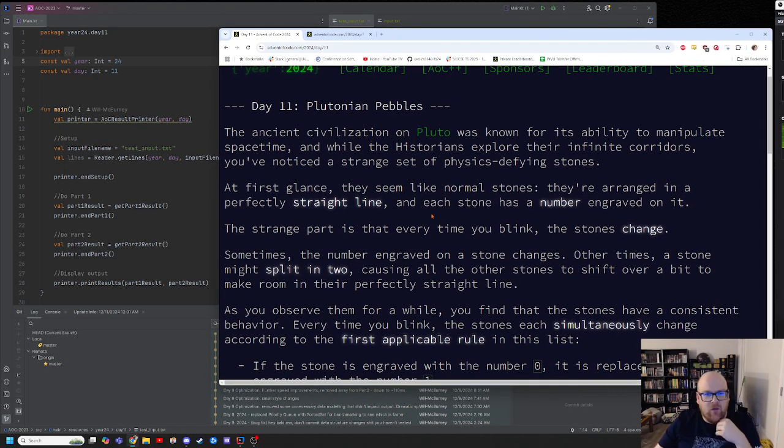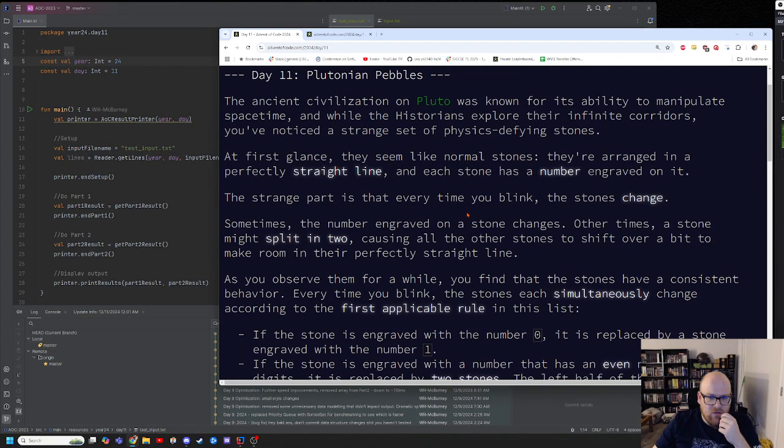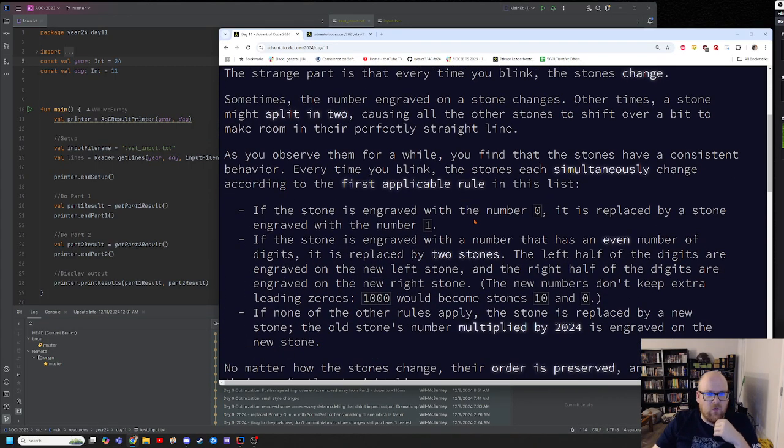explore blah, blah, blah. At first glance, they seem like normal stones. They're arranged in a perfectly straight line. Each stone is a number engraved. Strange part is that every time you blink, the stones change. Sometimes the number engraved on a stone changes. Other times a stone might split in two, causing all the other stones to shift over a bit. Okay. As you observe them for a while, you find that stones have a consistent behavior. Every time you blink, stones each simultaneously change according to the first rule in this list.